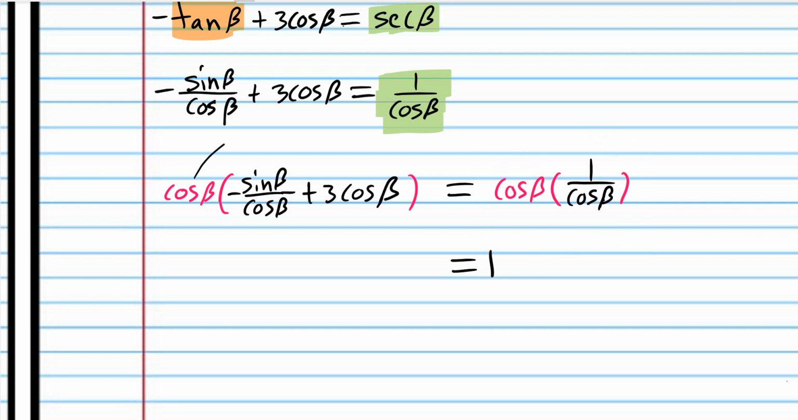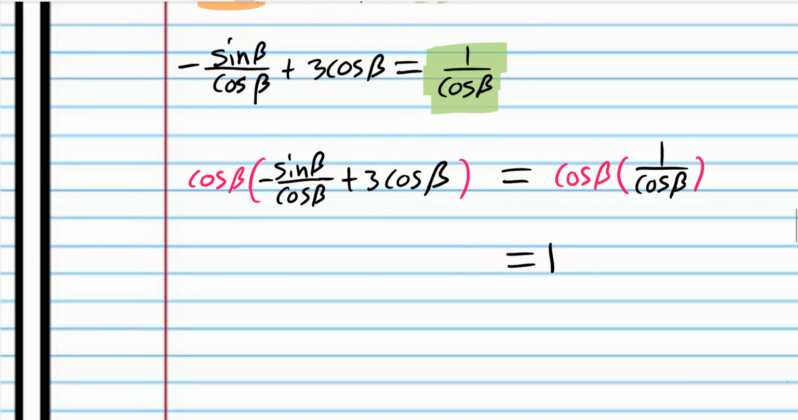And we're going to distribute the cosine beta to each one of these terms. And the cosine beta is going to cancel out here. We're just going to be left with negative sine beta. And cosine beta times 3 cosine beta is 3 cosine squared beta.